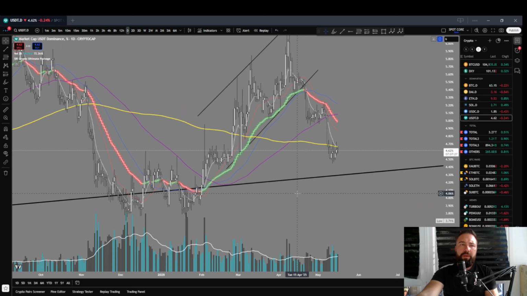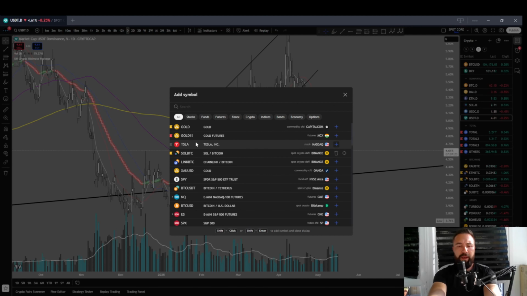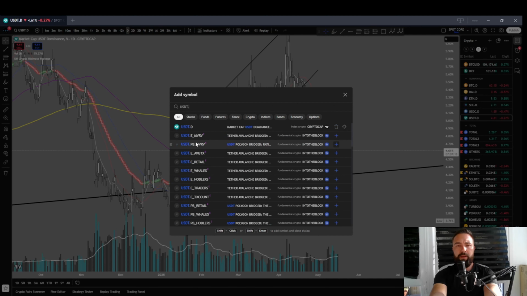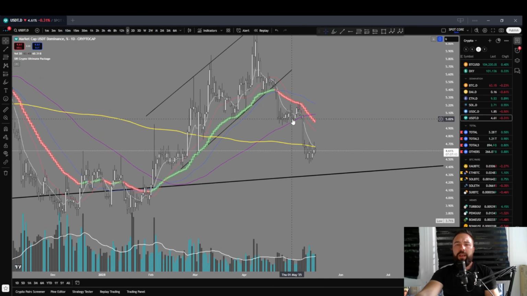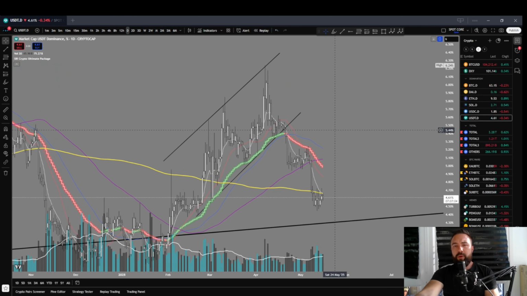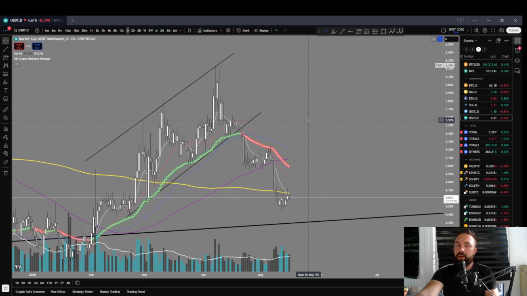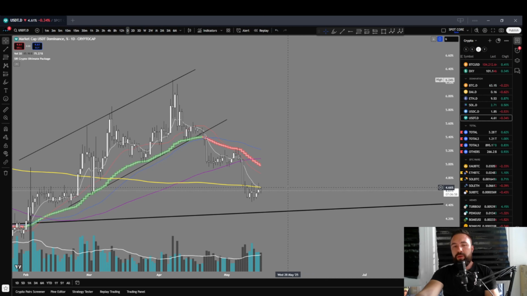Right, chart number 2 is USDT dominance. You can get it by clicking on the symbol and typing USDT.D, and you come up with market cap for USDT dominance. USDT dominance is basically a chart for the stable coins. The market share is 4.6%. Stable coins are basically digital dollars. Whenever people sell assets, they usually sell into USDT or USDC.